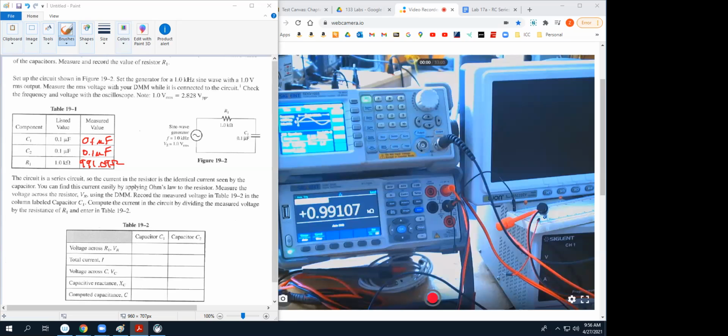The circuit is a series circuit, so the current in the resistor is identical to the current seen by the capacitor. You can find this current easily by applying Ohm's law to the resistor. Measure the voltage across the resistor VR using a digital multimeter. Record the measured value in table 19-2 in the column labeled capacitor C1. Compute the current in the circuit by dividing the measured voltage by the resistance of R1. Okay.